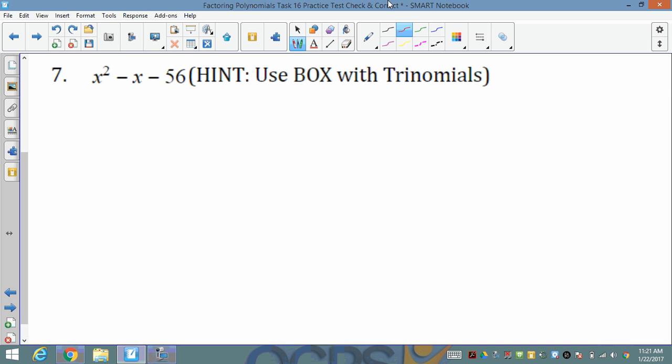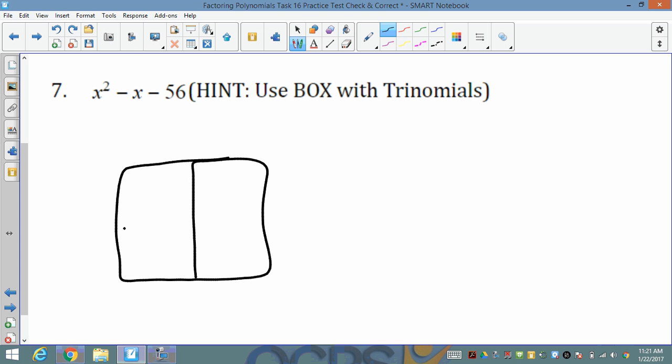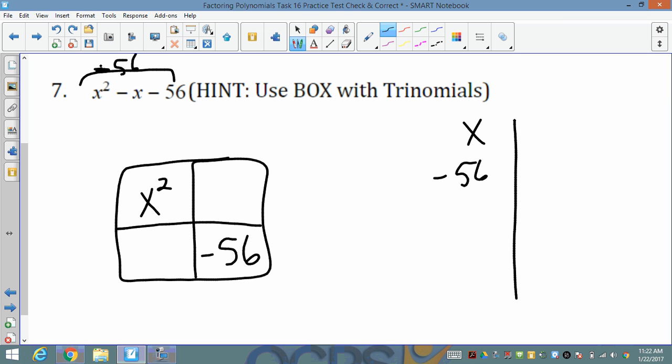And here we go. So number 7, it's another trinomial. So I am going to start by drawing the box. First and last term. Multiply 1 times negative 56 is negative 56. I want to multiply to negative 56 and add to my middle term, which is negative 1.